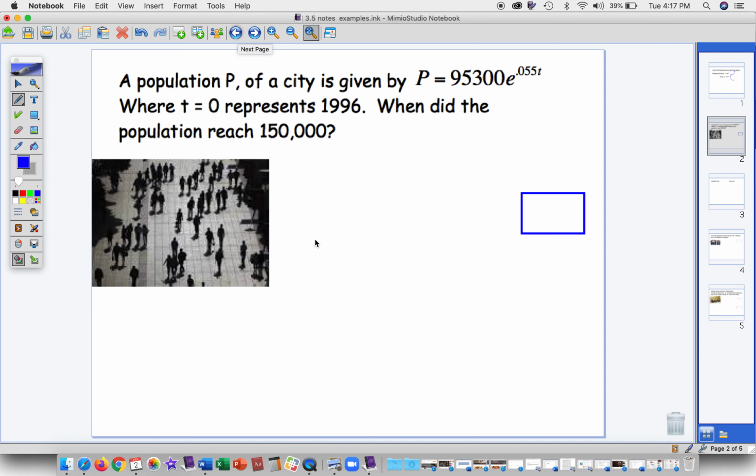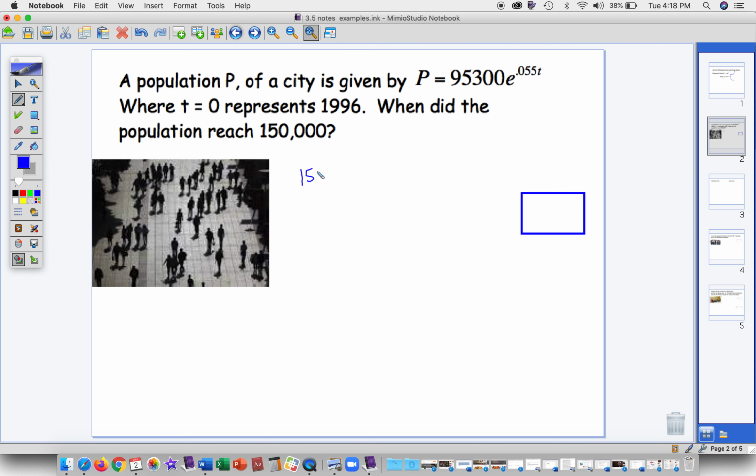A population P of a city is given by P equals 95,300 e raised to the 0.005t. In this model, that 0.005 is our rate. T represents time. 95,300 is the initial population, and t equal to 0 represents 1996. So this would be the population in 1996. We're asked, when did the population reach 150,000? That would be our end population, which we'll plug in for P.